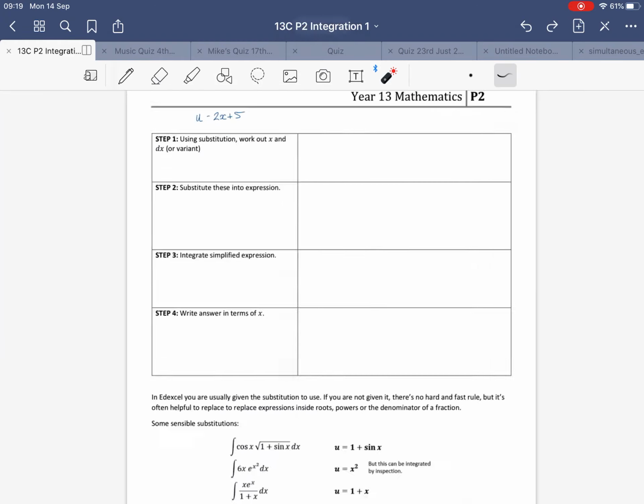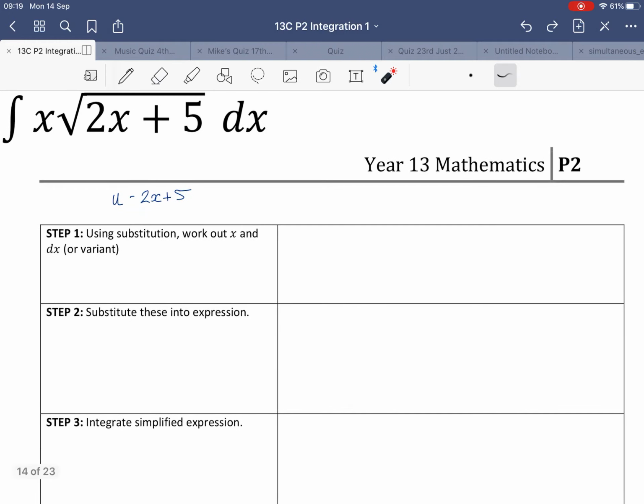So let's start off with this question, where we are going to integrate with the suggested substitution of u equals 2x plus 5. Step 1, using the substitution, work out x and dx. We take u equals 2x plus 5 and find du dx. So let's differentiate u with respect to x, which is 2.